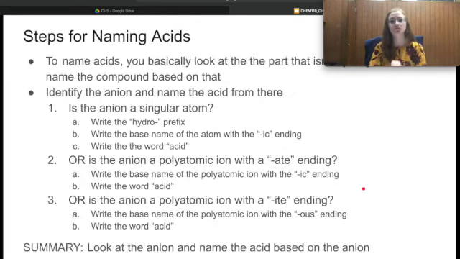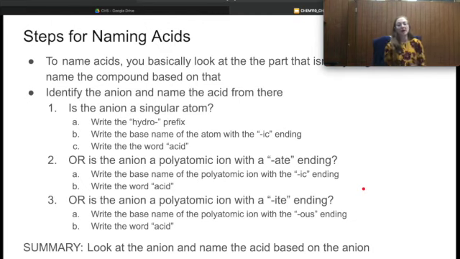So let's talk about some steps for naming acids. So it's pretty straightforward. You just look at the anion part, you look at the part that isn't hydrogen, and you identify the anion and you name it from there. So identify the anion. Is it a singular atom? Is it a polyatomic ion where the name ends in ate? Or is it a polyatomic ion where the name ends in ite? Okay, so there are just 3 different cases here. So we have 3 different naming schemes based on these 3 different cases.